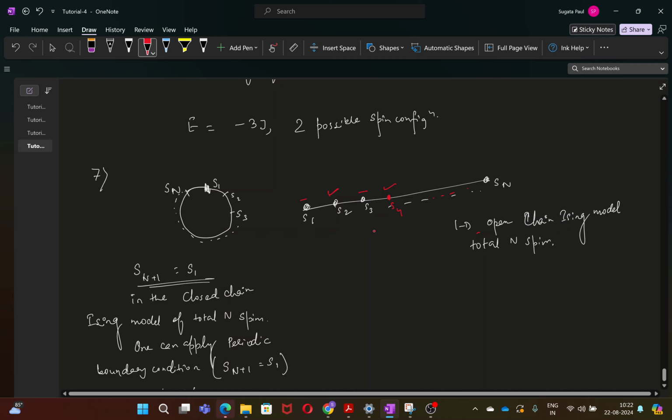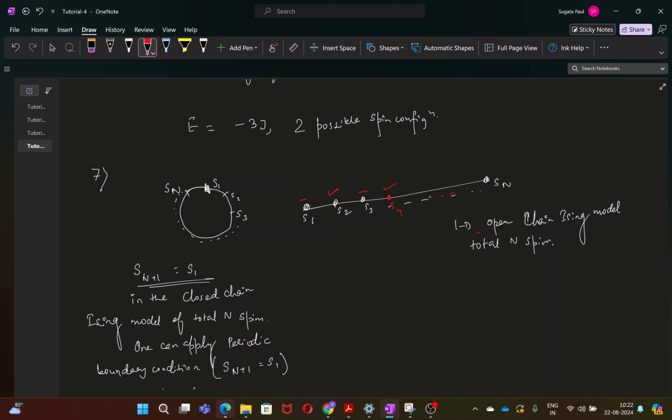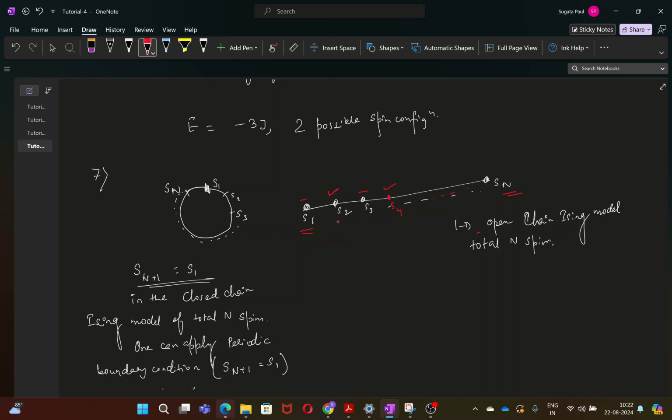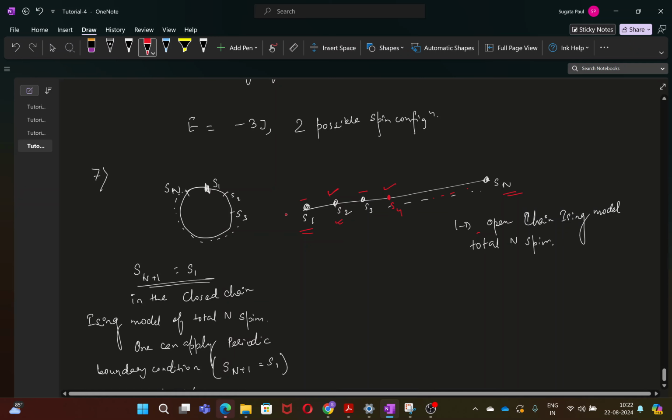That means H3 also has two nearest neighbors on both sides of the spin. And this continues for all the intermediate spin values except for the leftmost and the rightmost spin values sitting at the two extreme ends of the chain. Because S1 has only S2 on the right, and on the left there is no spin present.